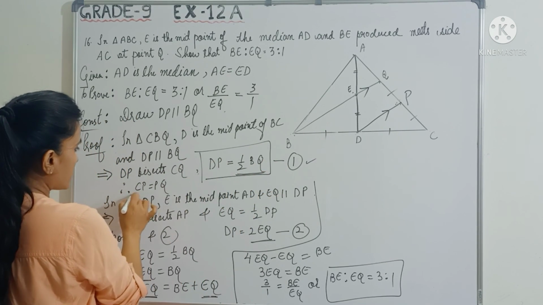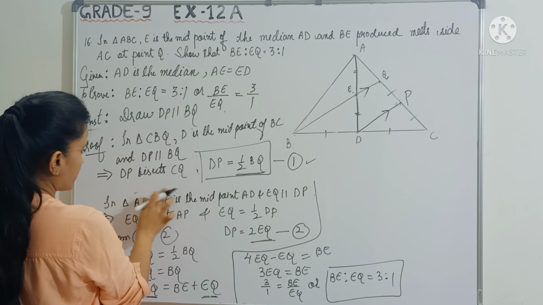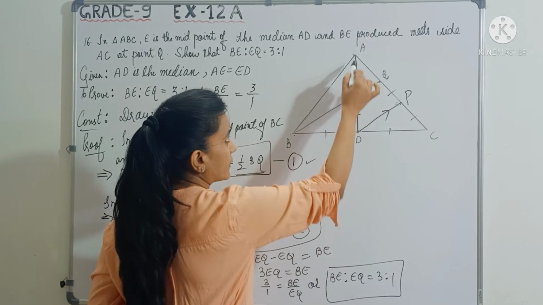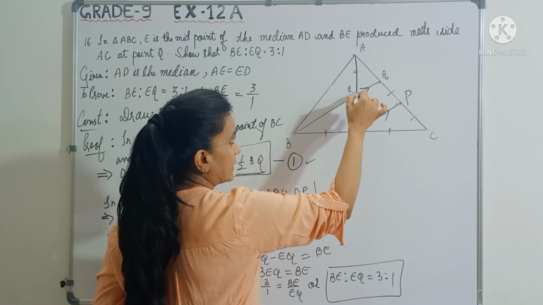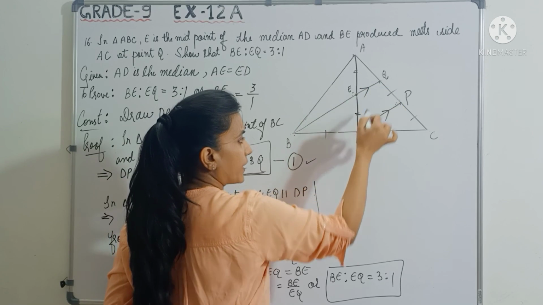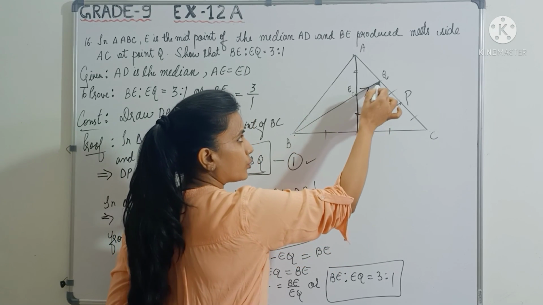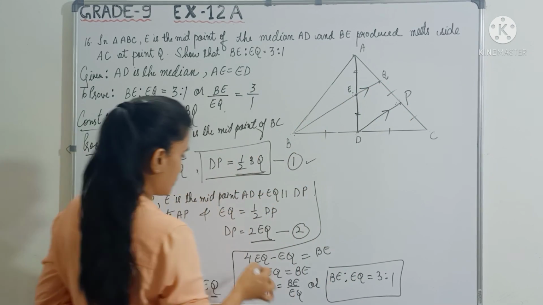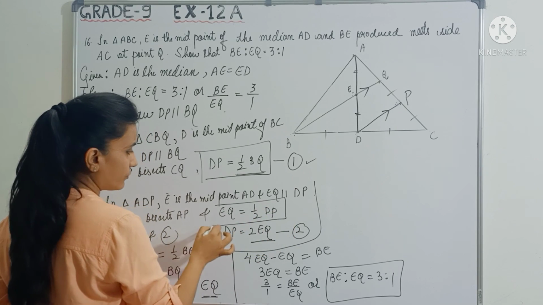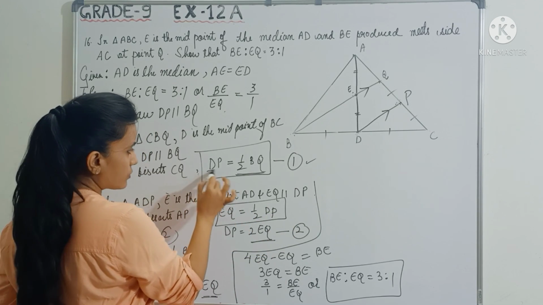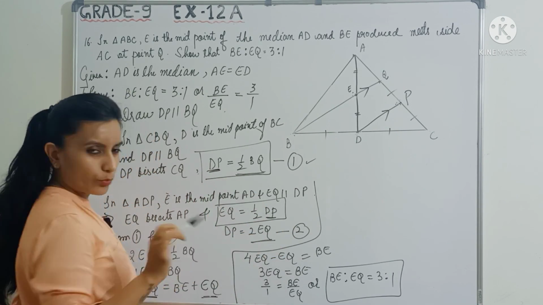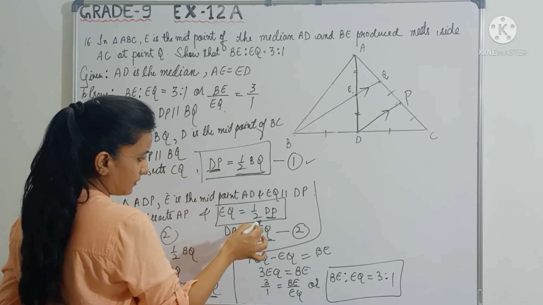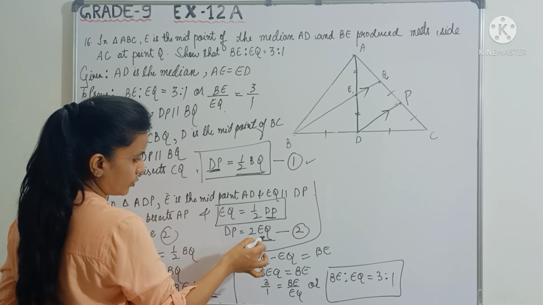Here this is not needed, so you can erase this because this result we are not using, right? Next we took triangle ADP. In this triangle E is the midpoint of AD and EQ is parallel to DP. So this implies EQ will bisect AP, right? And EQ will be half of DP. That's what we wrote, EQ is equal to half of DP. Now here you have DP, here also you have DP, so we can get some relation when we equate these two. We cross multiplied and got DP as 2EQ, right?